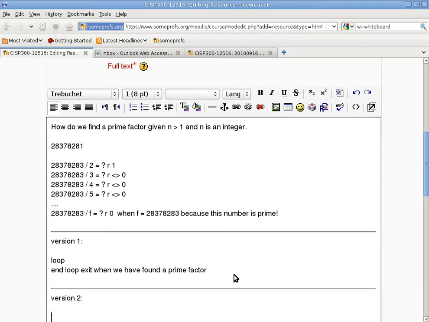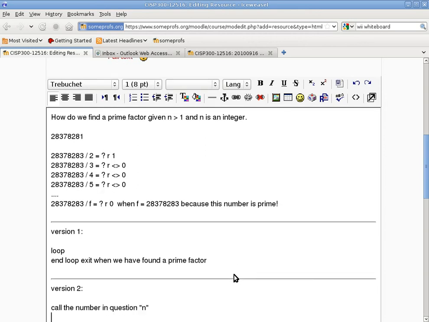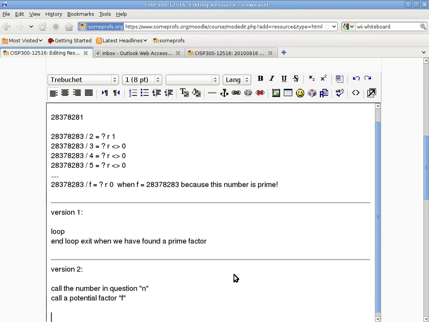Well, let's go for version 2, and in version 2, all I'm going to do is to introduce variables. Instead of saying this number, that number, and whatnot, we'll just call the number in question n. In other words, we're trying to find a prime factor of n to be consistent with our earlier algorithm. Call a potential factor f, okay, which is also consistent with the terms that we used a little bit earlier.